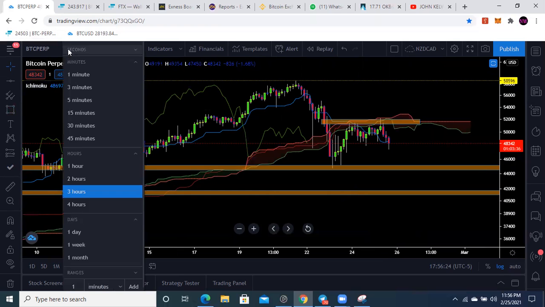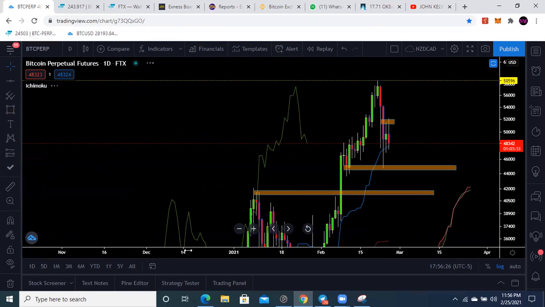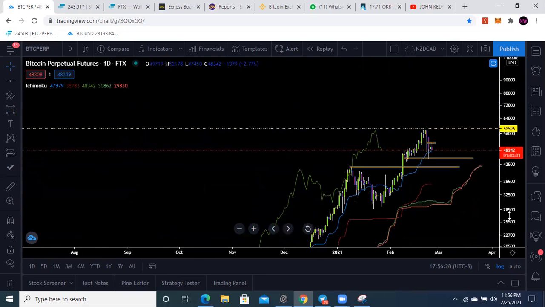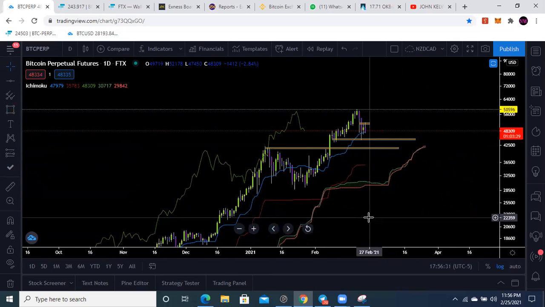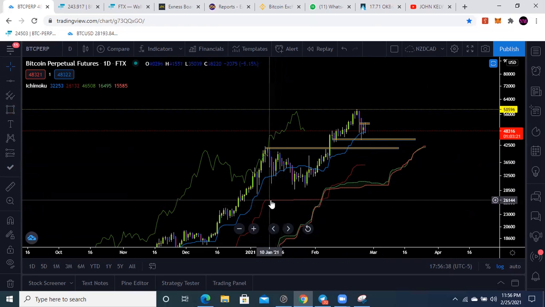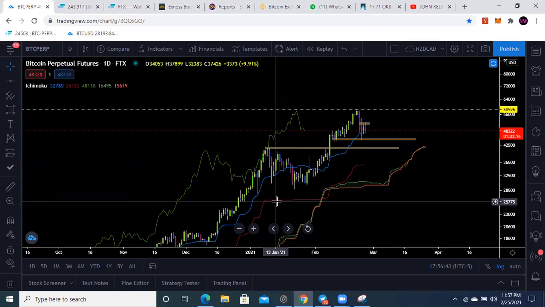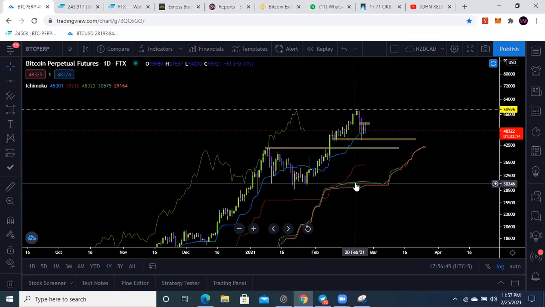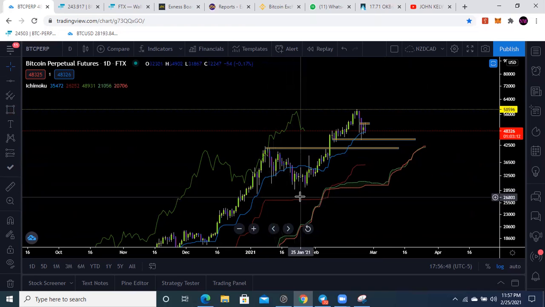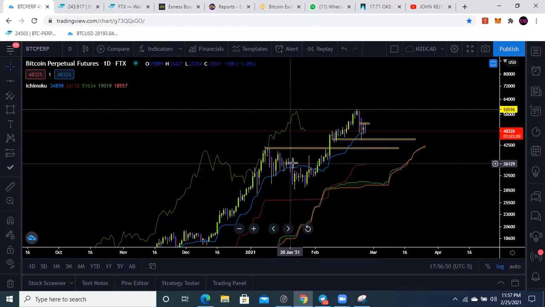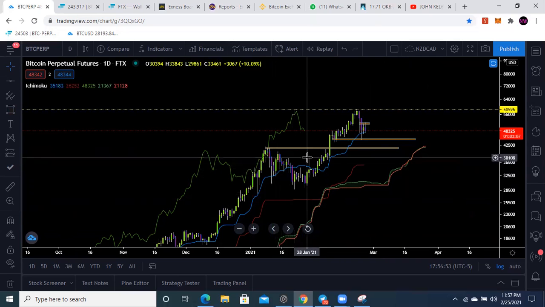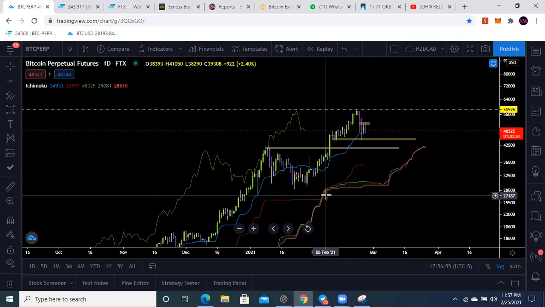We'll go to the daily time frame. Now I want to explain this very well. Whenever you see this red EMA going flat, this red EMA is called the Kijun. Whenever you see the red EMA going flat and the blue EMA, which is the Tenkan-sen, going far away from this, there's one thing you need to know that would likely happen.